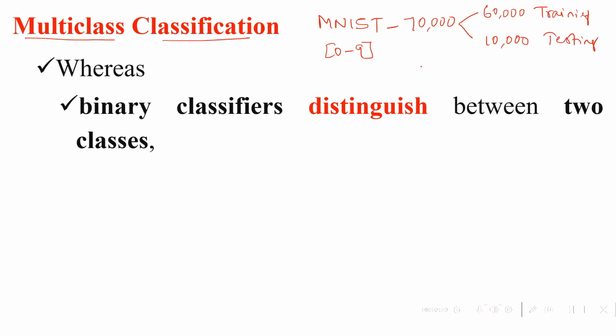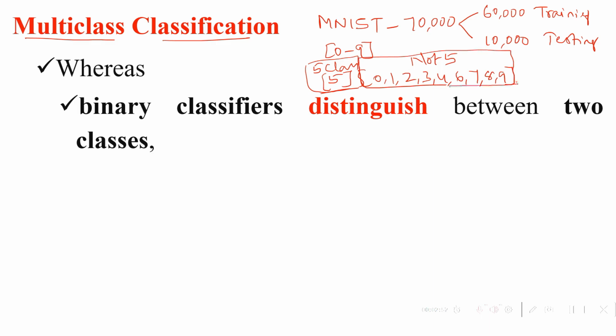Here, handwritten 5 is one type of class label, and 0, 1, 2, 3, 4, 6, 7, 8, 9 are the other class label. That is, this is the 5 class label, and all the other elements are the not 5 class label. Like that, here there are two class labels. This is class 1 and the other is class 2. So simply, this is called a binary classification problem.